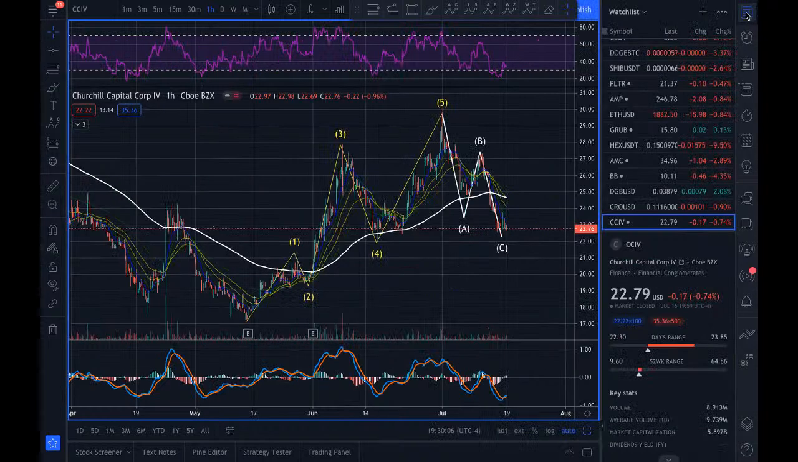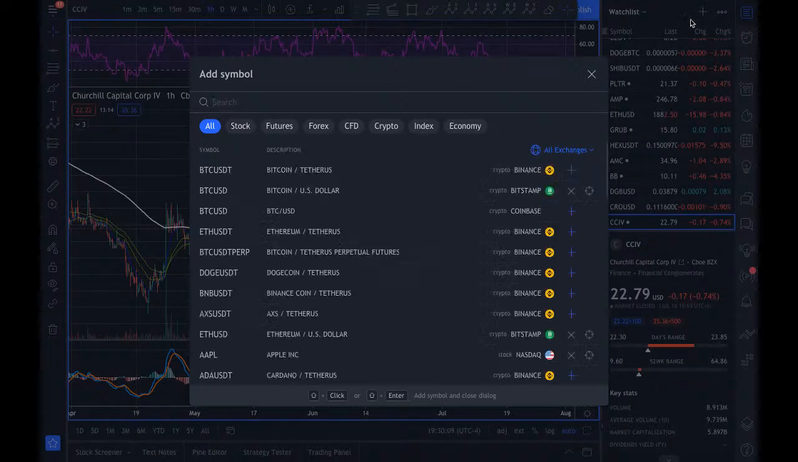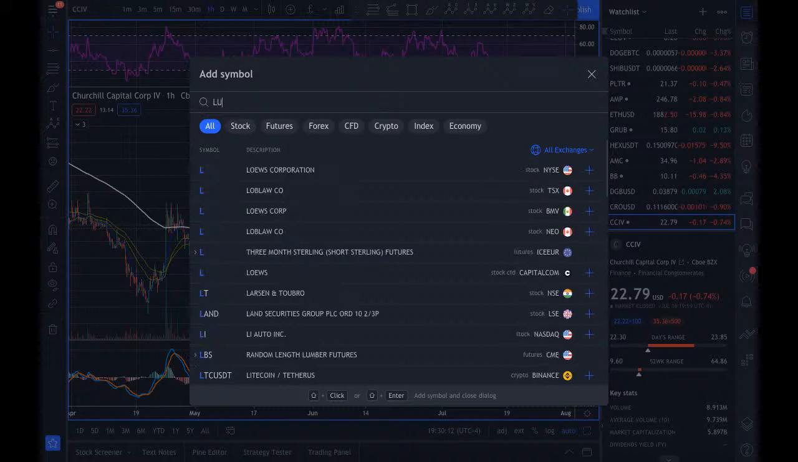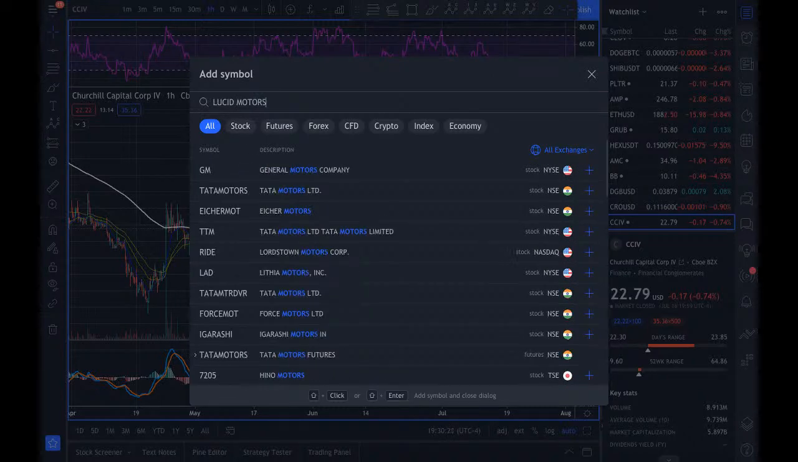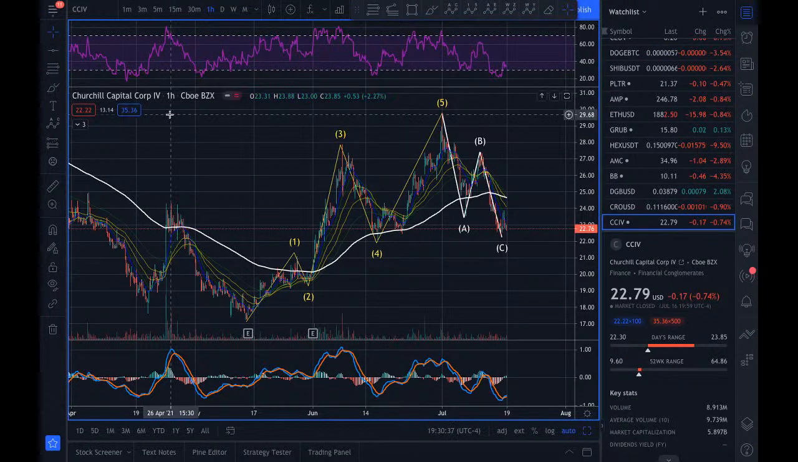All right. So if that was the wrong CCIV, then let's type in Lucid Motors. Lucid, nothing comes up. Nothing. You sure that was it? Oh, it was the correct chart? Oh, okay. It says Churchill Capital Group. So they're changing the name. Oh, there's a merger. The merger was yesterday.